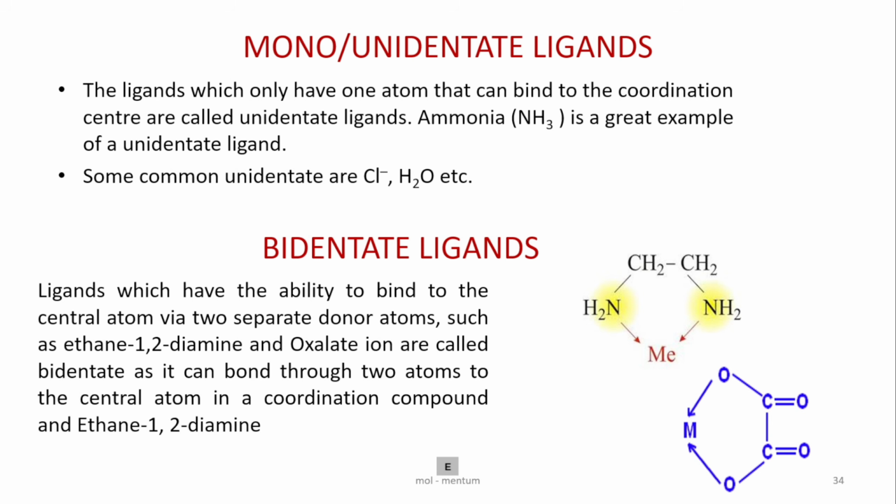Bidentate can bind with two donor sites. Like we have ethylene diamine. It can donate from this side, also from this side. This is a case of oxalate, oxalato. From here also and from this side also. So one molecule is making two bonds at the same time. Similarly here also, one molecule is making two bonds at the same time.